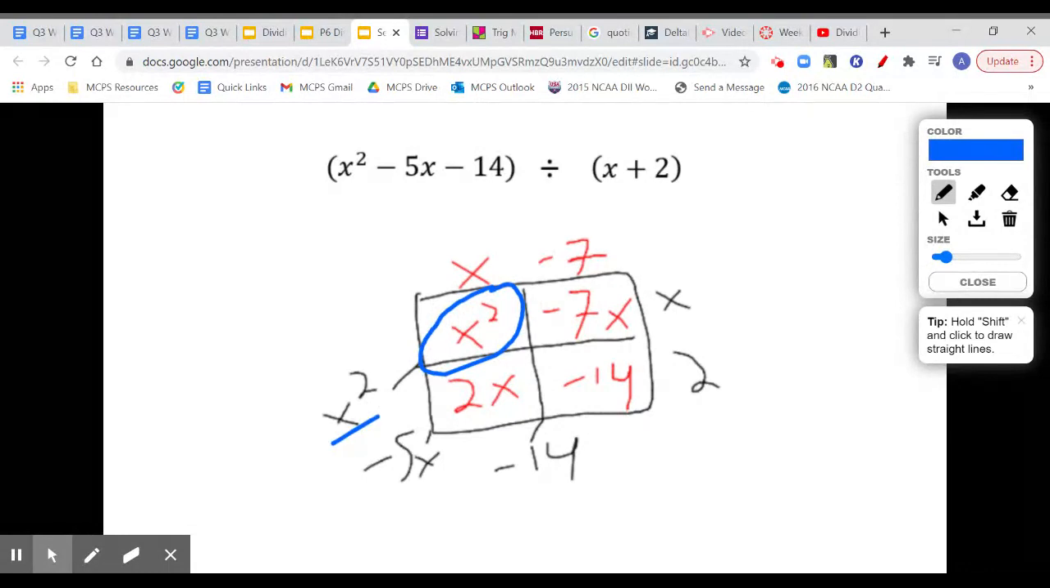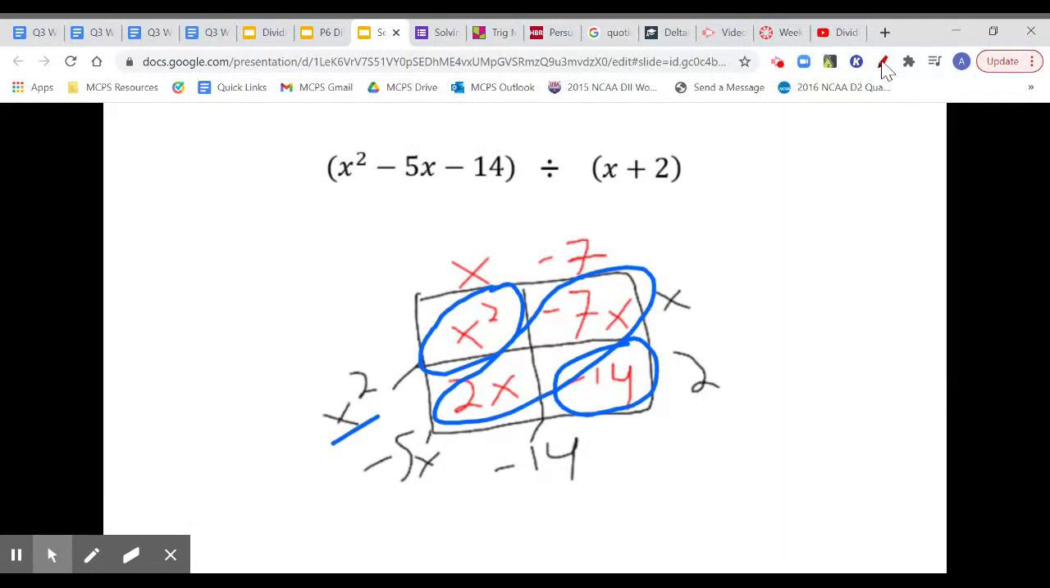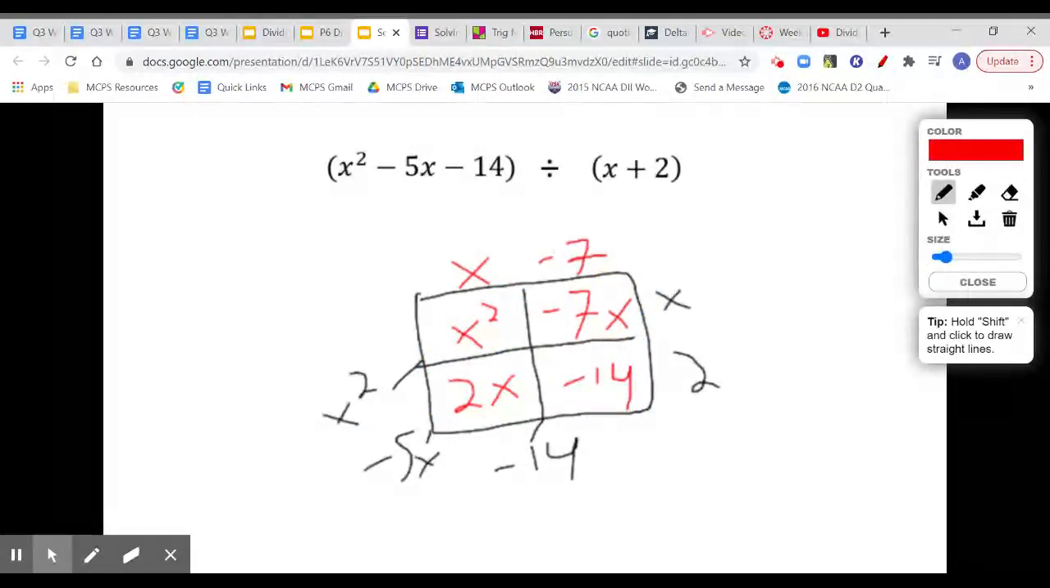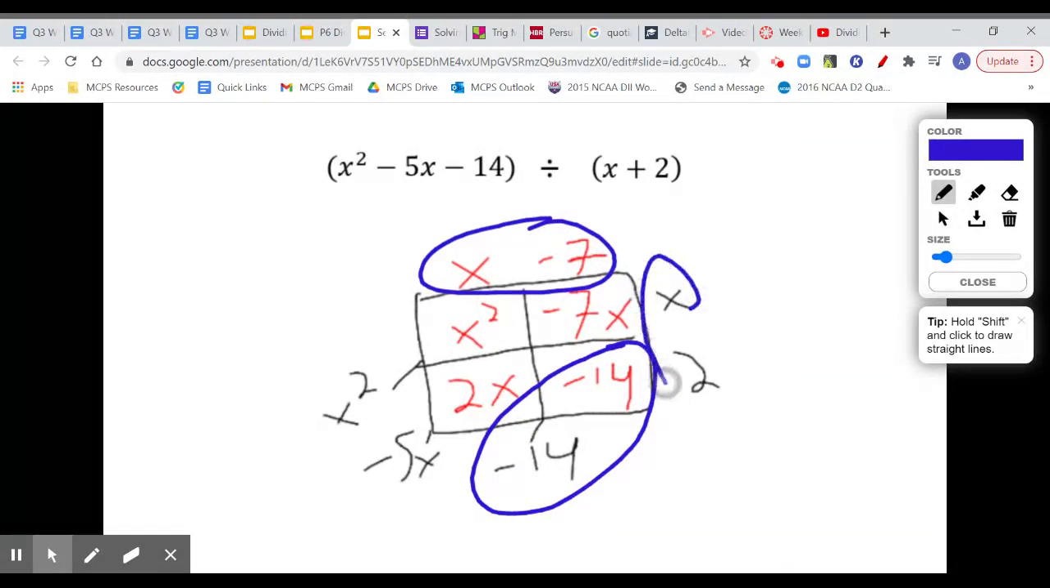So x squared is equal to x squared. Negative 7x plus 2x is equal to negative 5x. And negative 14 is equal to negative 14. What I want us to focus on is the fact that we had that part where it says negative 14, and that matches the negative 14 on the outside. So what that indicates to us is this is a perfect area model, that when I multiply this factor times this factor, I get exactly x squared minus 5x minus 14, because that's what's on the inside of this box.